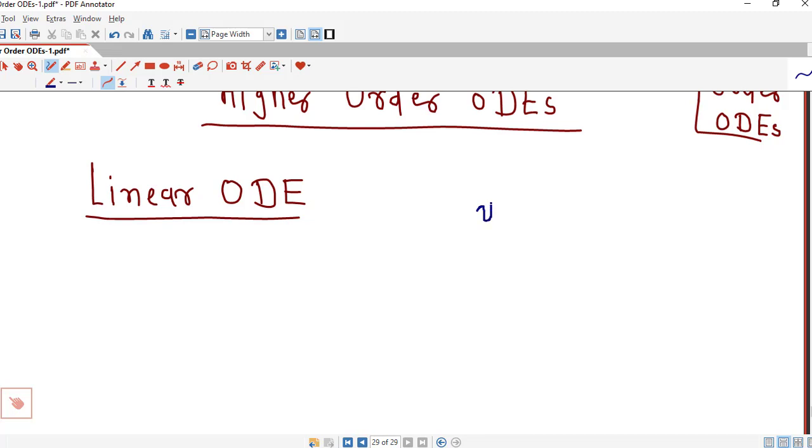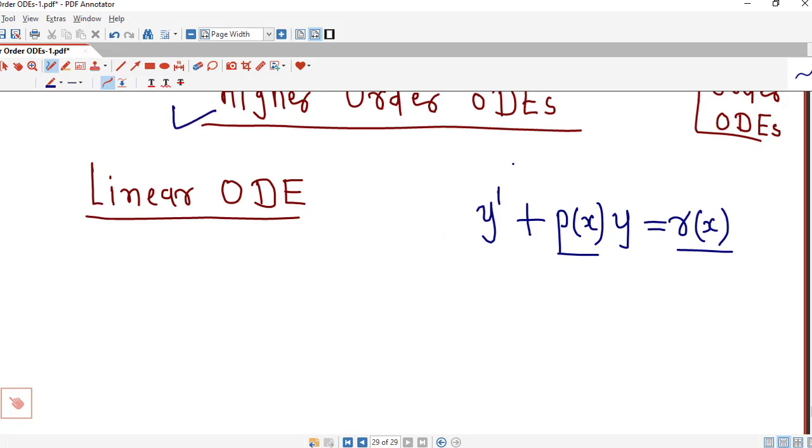If you recall, an ordinary differential equation of first order is called linear if it can be written in this form: y' + p(x) y = r(x), where p(x) and r(x) are any functions of x or constants. So the definition for higher order ordinary differential equations is also the same for linearity.